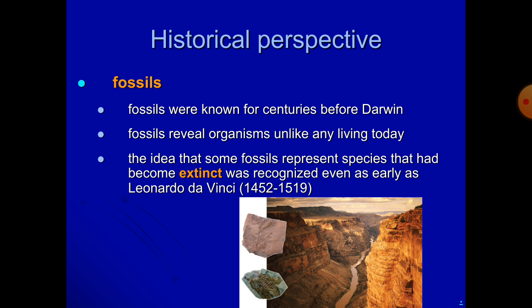Next, we have fossils. Fossils, according to Merriam-Webster, is a remnant, impression, or a trace of an organism of past geologic ages that has been preserved in Earth's crust. Fossils were known for centuries before Darwin. Fossils reveal organisms unlike any living today. The idea that some fossils represent species that had become extinct was recognized even as early as Leonardo da Vinci.